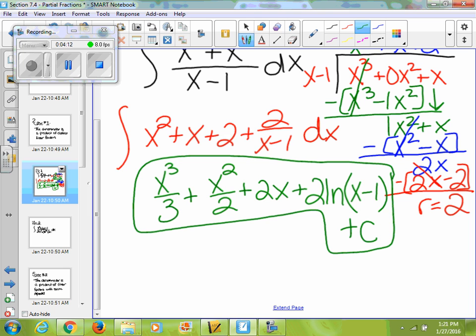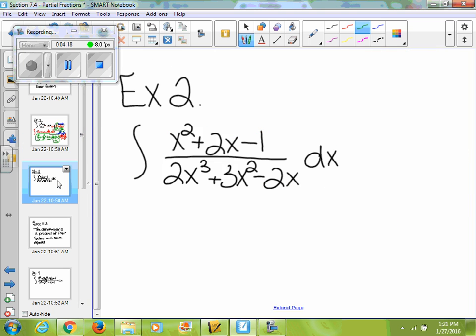Okay, so when your numerator is bigger than your denominator, you do long division. Otherwise, you do what we call partial fractions. So if I look at number 2, I have x squared plus 2x minus 1 divided by 2x cubed plus 3x squared minus 2x.